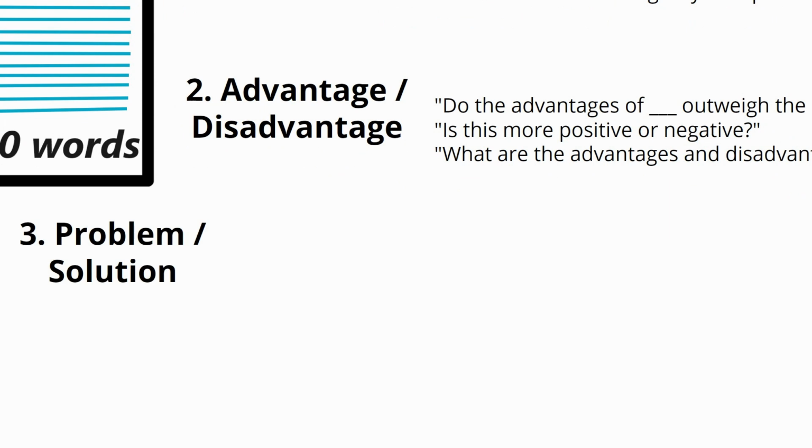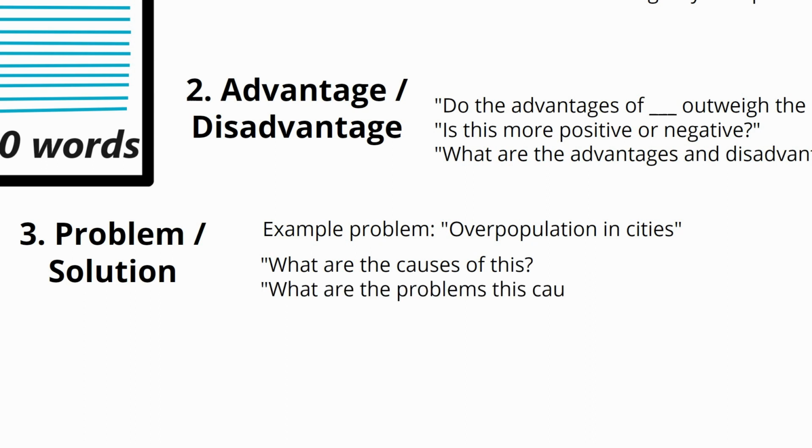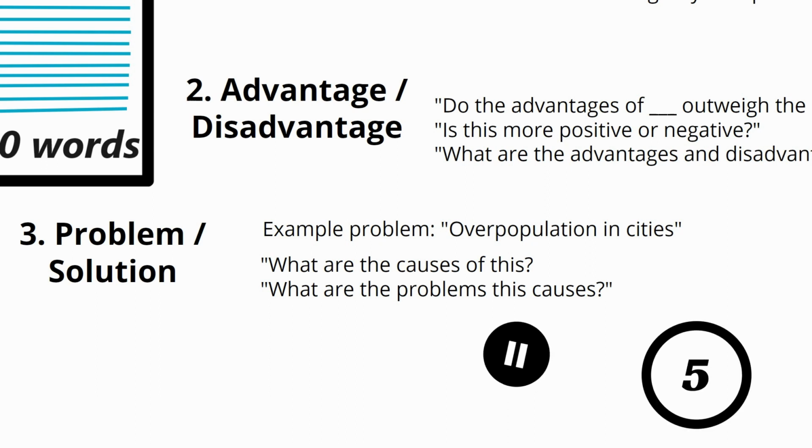The third type is problem solution. A common example could be overpopulation in cities. But look carefully at these two prompts. What are the causes? And what are the problems this causes? These are quite different. Pause the video. How would you answer each of these questions?